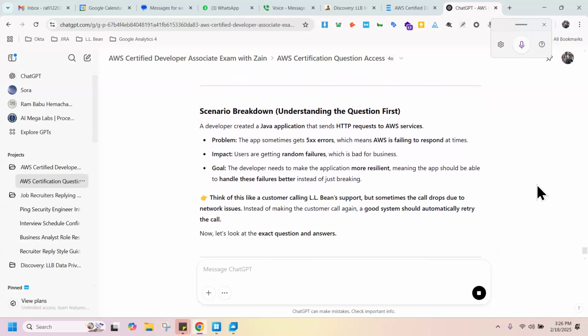A developer created a Java application that sends HTTP requests to AWS services. The problem is that the app sometimes gets 5xx errors, which means AWS is failing to respond at times. Okay, let me tell you.